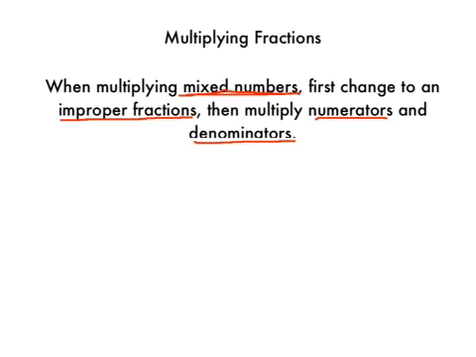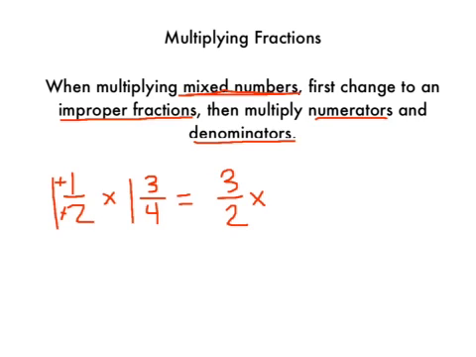Okay, so let's say we've got a mixed number of 1 and 1/2, and we want to multiply that by 1 3/4. Okay, first thing we want to do is change 1 and 1/2 into an improper fraction. So you do that by doing 2 times 1, which is 2, plus 1, which gives you 3, so that's 3/2. And you're going to multiply that by 4 times 1 is 4, plus 3 is 7/4. Then you just go through and multiply. So 3 times 7 and 2 times 4.